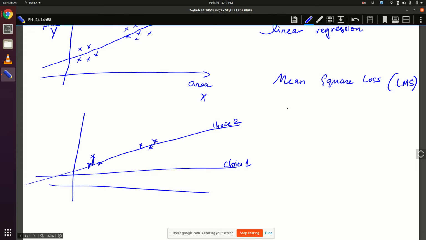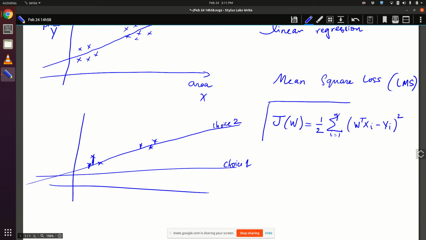So we have J of W, as we had for the other case. Here J of W will be one half times the sum of, and I will take the half as a constant that doesn't matter, since multiplying by a constant doesn't matter. Here we will look at f of xi, and since we are saying it's a linear function that we want to learn, it is W transpose xi minus yi, squared, i going from 1 to n. So this is my J of W. This is my loss.